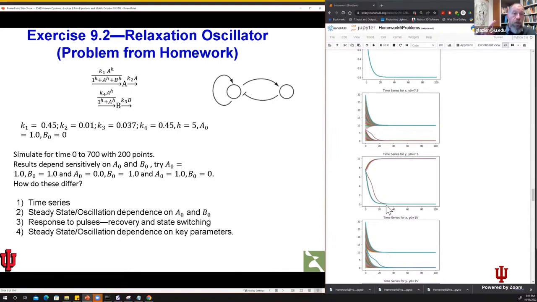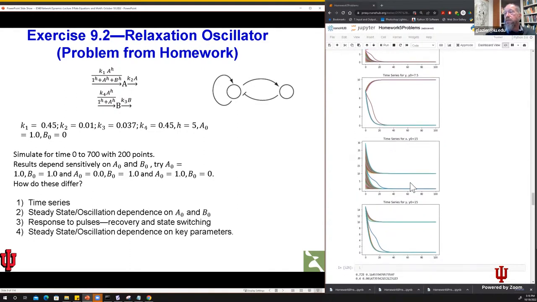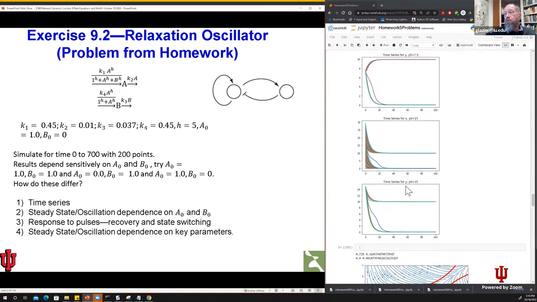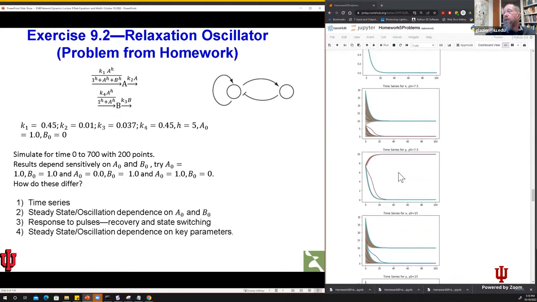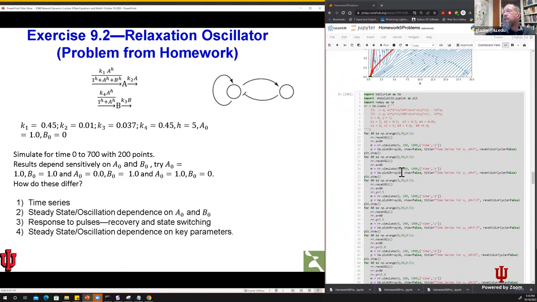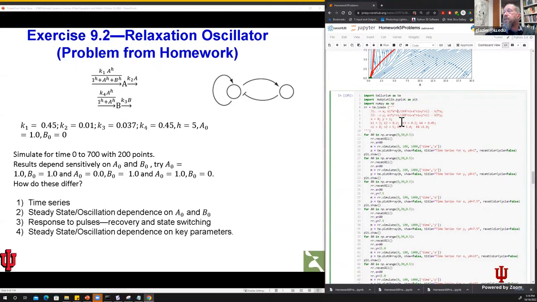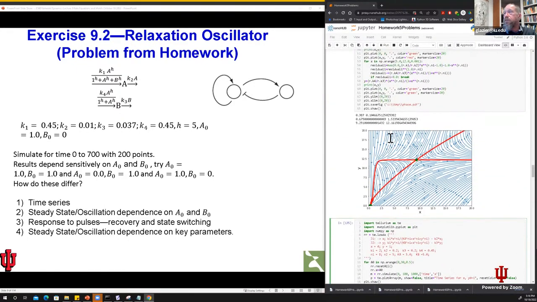High, or low. If I go for a very large value of B initially, I get something that looks pretty much the same. And what I'm missing here is, I outsmarted myself. This is a different example. This is not the relaxation.